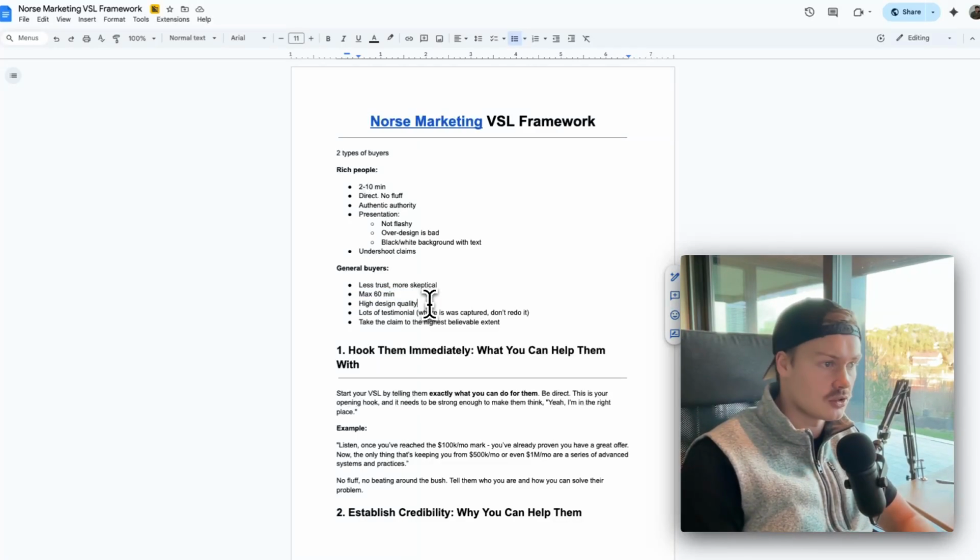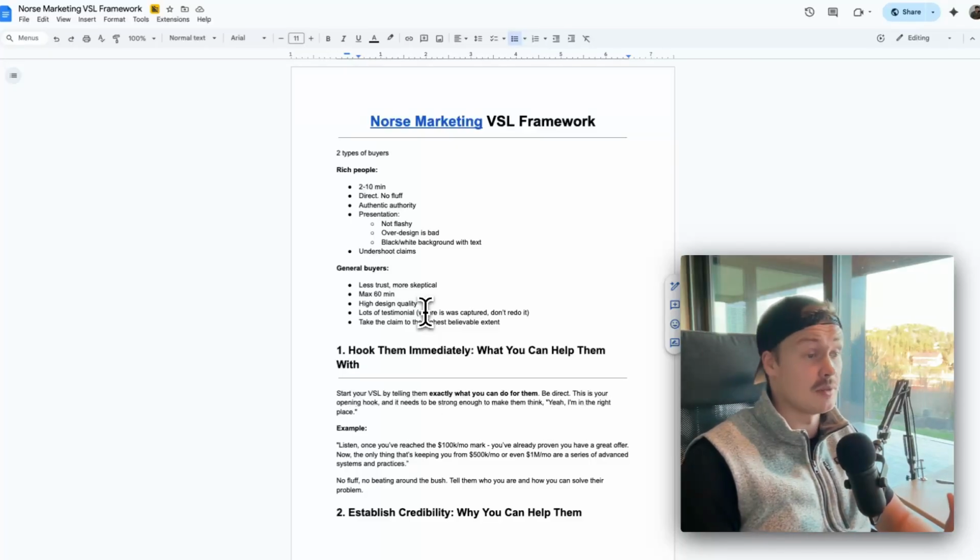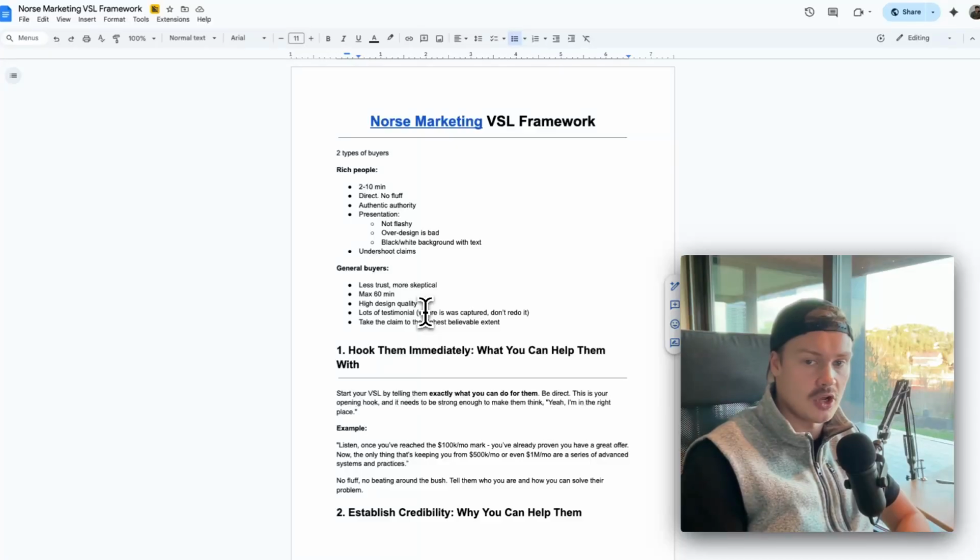You need a high design quality, lots of testimonials, native testimonials. Don't redo them. If they send it to you in WhatsApp, just screenshot it, put it in there. If they post it in school or any type of other community, just screenshot it and put it in there. Don't redo it. And then you need to take the claims to the highest believable extent. Don't lie, but just to the highest believable extent.